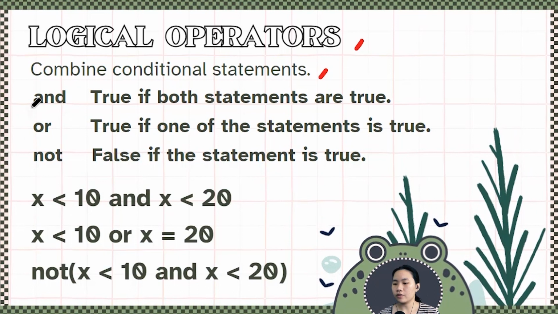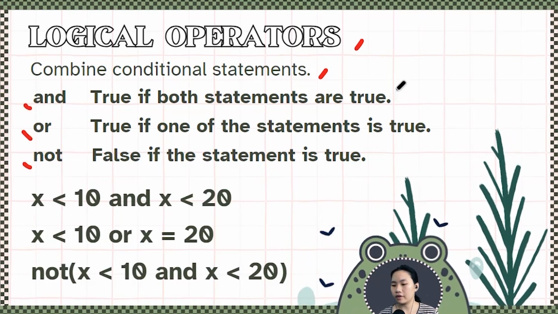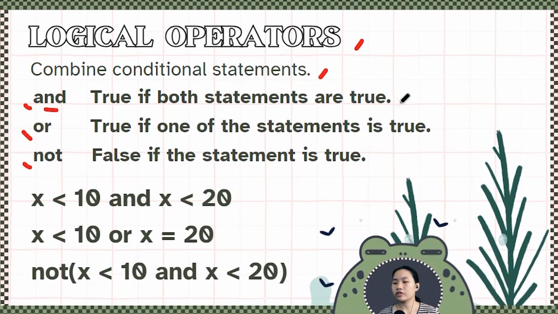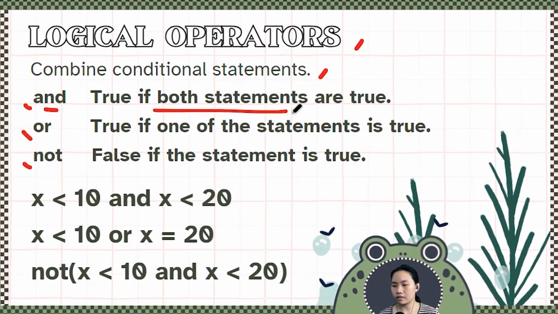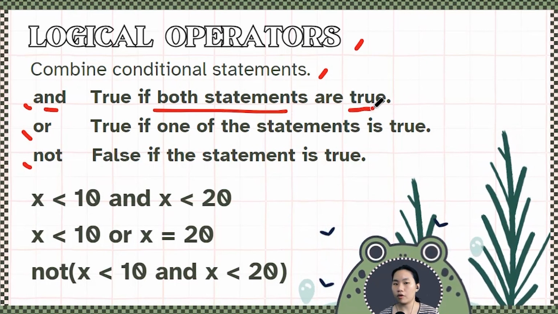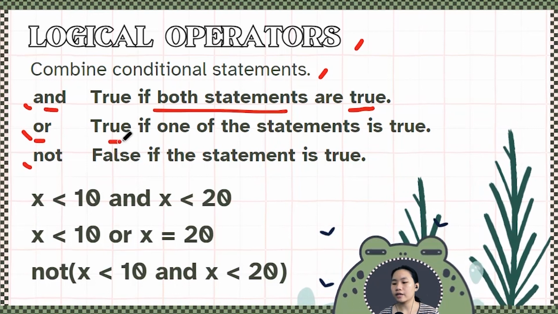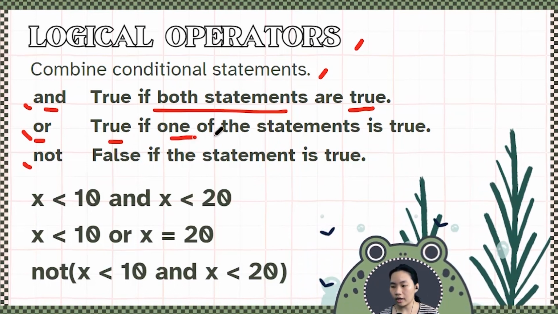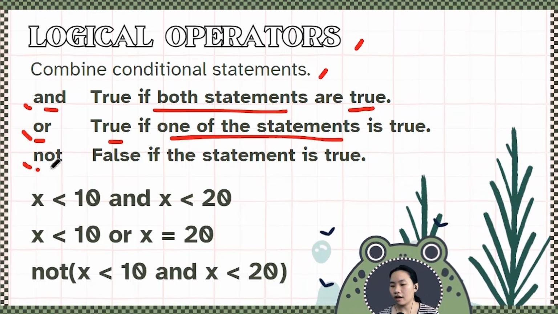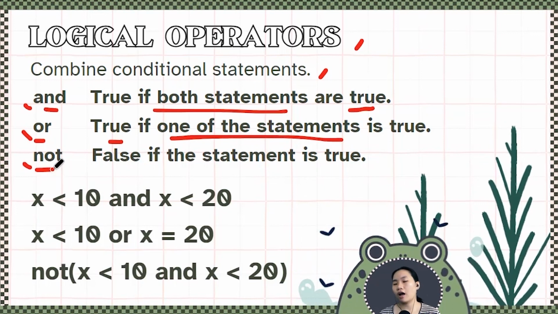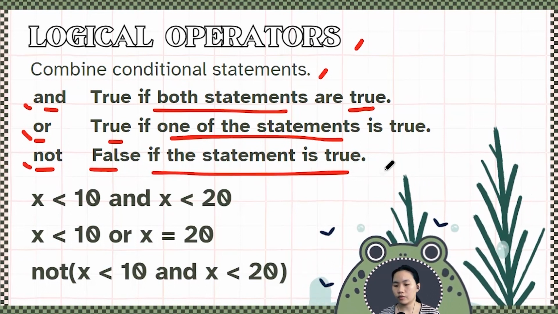So subsequently, you have and, or, and not. Let's go through each one of them. And will return true if both statements or both conditional statements are true. So both must be true. Next up is or. It will return true if one of the statements is true. And not is the complete opposite. It will return false if the statement is true, okay?